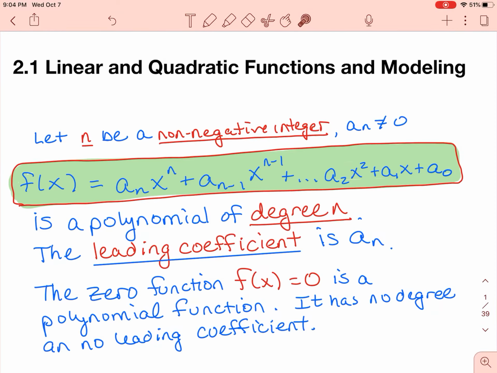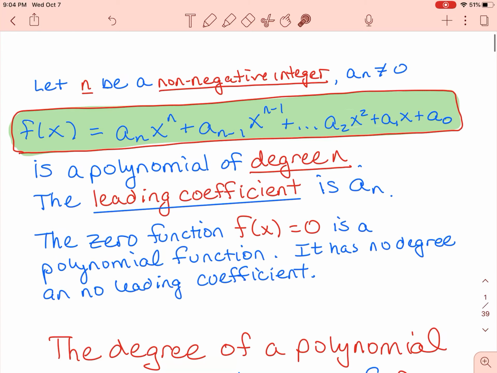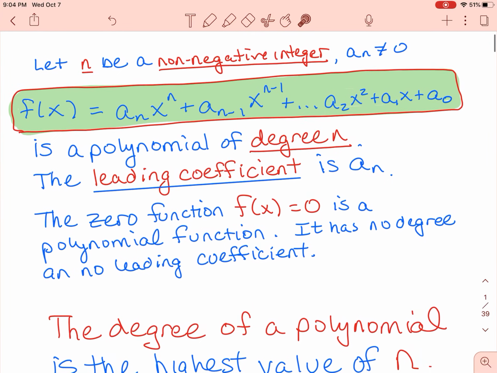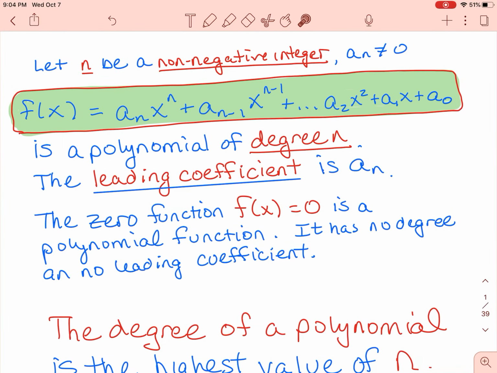Hi, I want to quickly run through the first part of 2.1, linear and quadratic functions and modeling. A lot of this should be familiar to you because you studied linear and quadratic functions before. So let's first of all define what a polynomial function is.